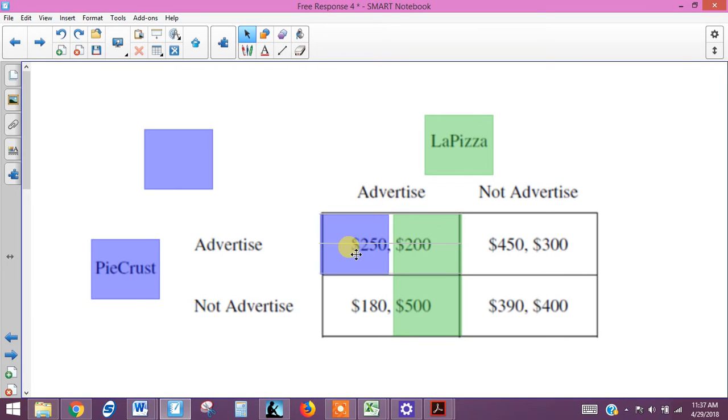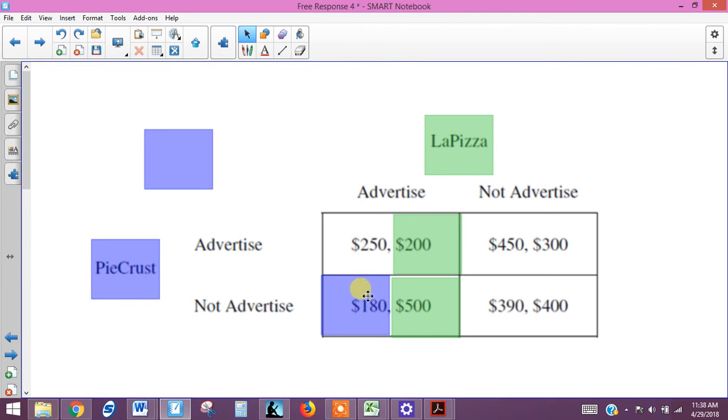If this is what Pie Crust decides to do, then La Pizza is worse off than if they did not advertise. So that's not where they want to be. Now, if Pie Crust decides to not advertise, then La Pizza is better off. 500 is greater than 400, so they're better off if they advertise versus not. So they don't have a clear choice here, because it depends on what Pie Crust does.